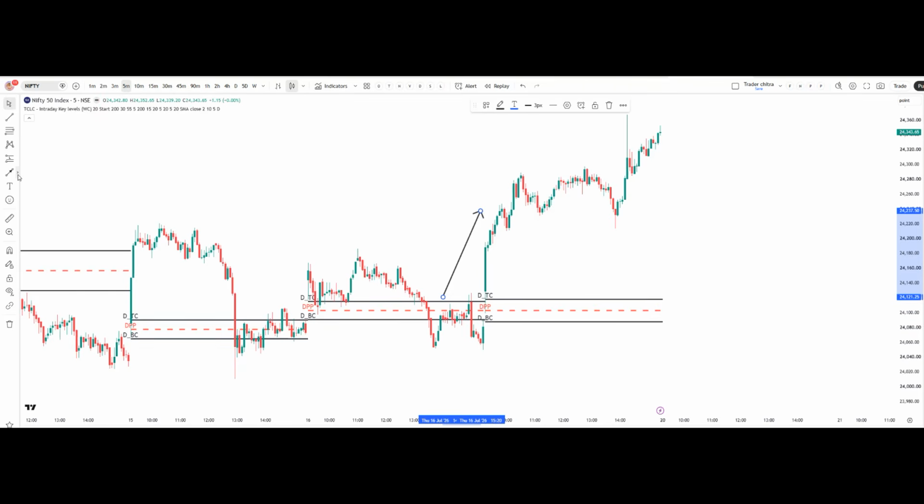In case you are getting a breakdown, how will it work? If you are getting any red candle here, then you can look for short trade opportunities. As we got a breakout, in that case you can look for long trade opportunities, as the price is opening above the CPR.